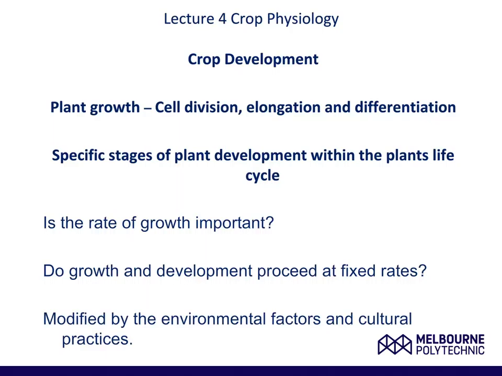So, in summary, when we have plant growth, we have three stages: cell division, cell elongation, and cell differentiation. These can all differ across cultivars, and there can be different types of cell division: geometric or arithmetic.